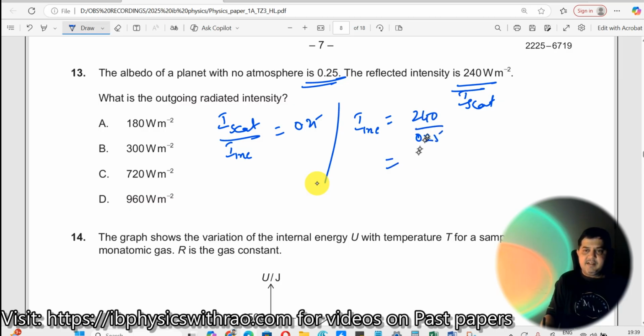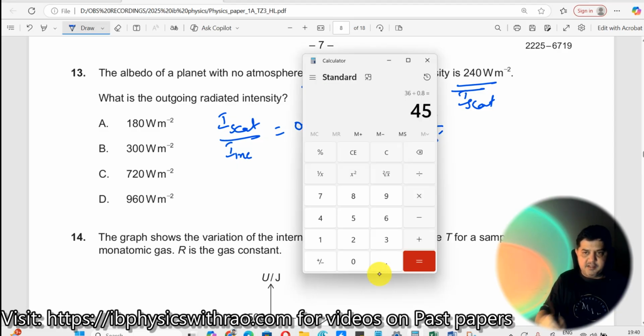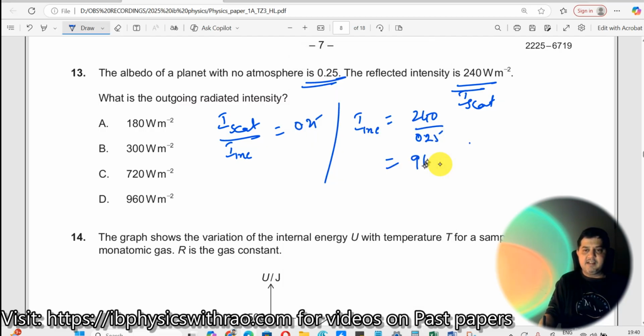How much is this? Let me calculate. We've all become addicted to calculators nowadays. 240 divided by 0.25 should be 960. But 960 is not the right answer. I'll tell you why. 960 watt per square meter is your incident intensity.